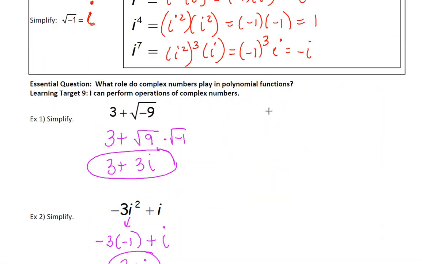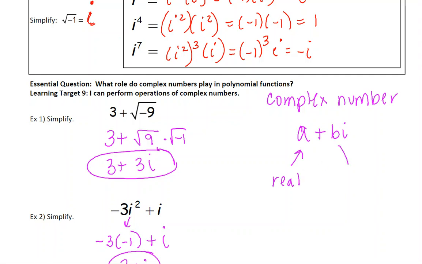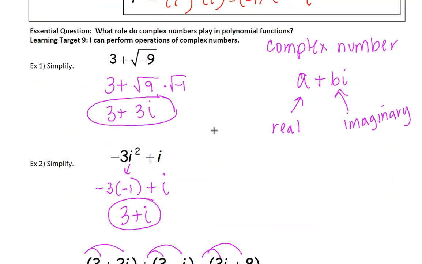One thing I just thought of as I was doing these that's very important is that all complex numbers are written in the form a plus bi. And the main thing to know there is a is the real number, just any regular number, and the bi is the imaginary part. Together, those make up a complex number.